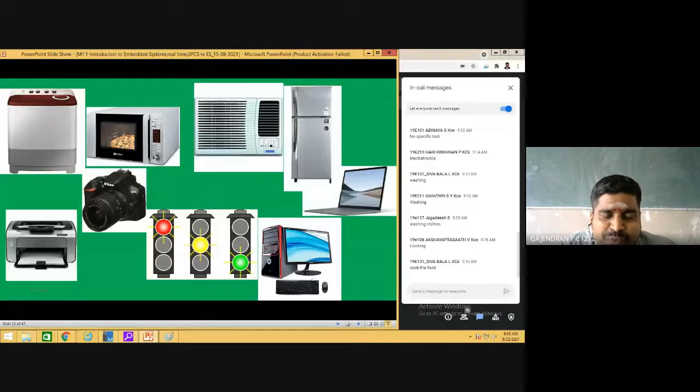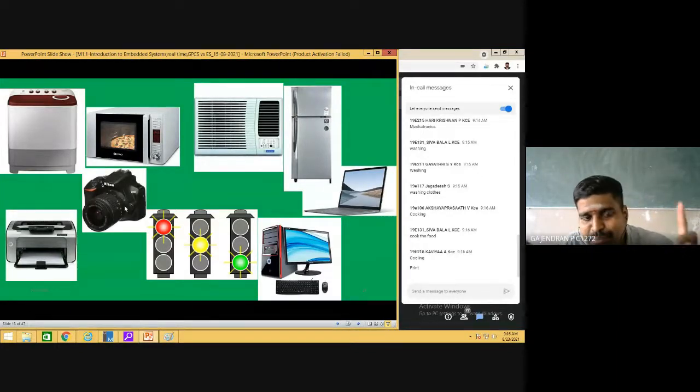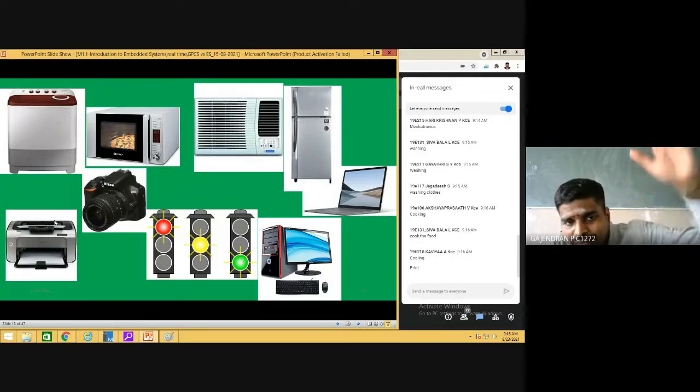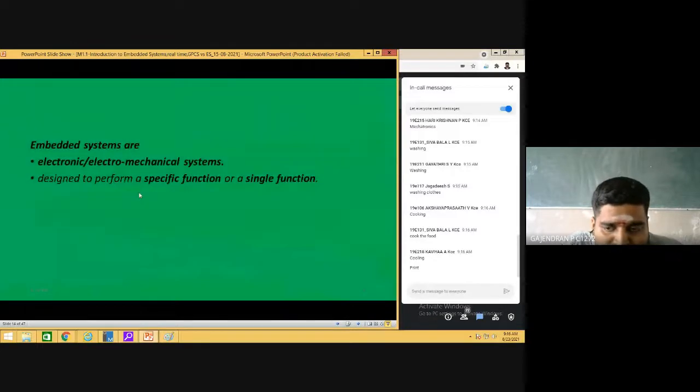Likewise, all these things have a specific task. Air conditioner, to give some cooling air. Refrigerator, it needs to refrigerate something. Printer, you need to take a print. Photo or the camera, you need to capture the image, the signals, it has to give some light intensity according to certain logical conditions. Yes, very good. So this definition is very, very powerful. Please take down this.